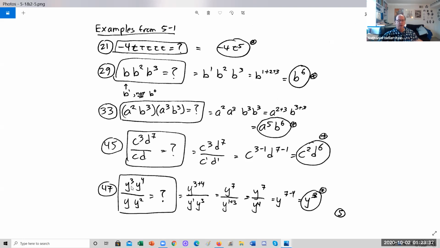Now here we have y to the 3rd, y to the 4th over y to the 2nd, y to the 1st... Again, we have to take care to write this y as y to the 1st. We add the 3 and the 4 in the numerator, that's y to the 7th. We add the 1 and the 3 in the denominator, that's y to the 4th. y to the 7 over y to the 4th, we subtract, y to the 7 minus 4, that's y to the 3rd power.